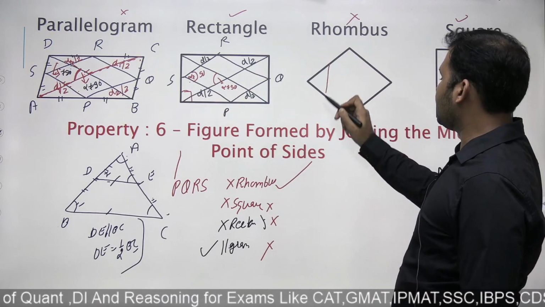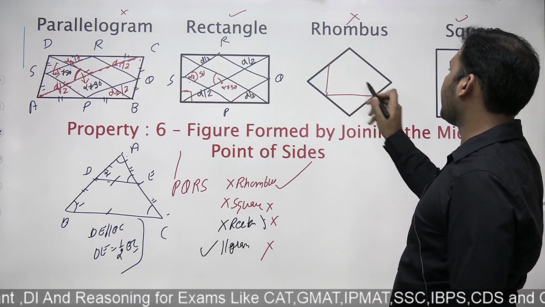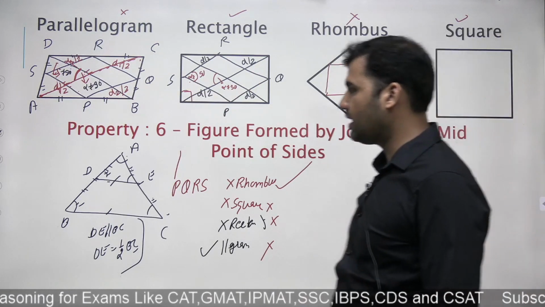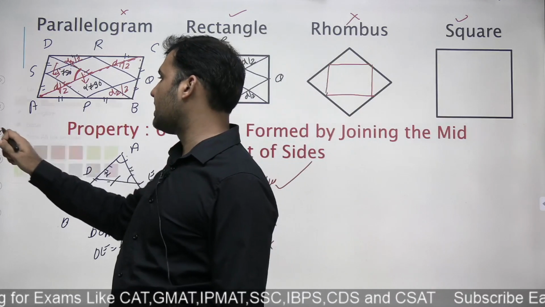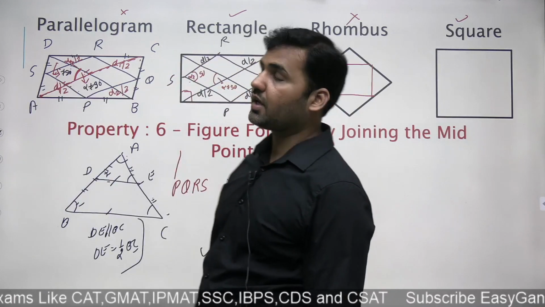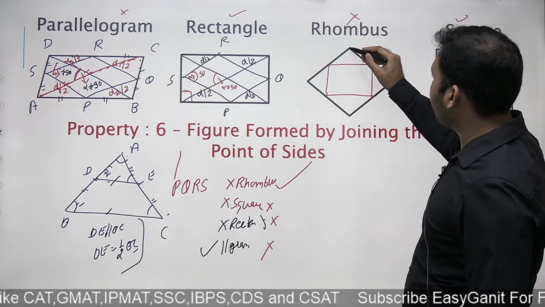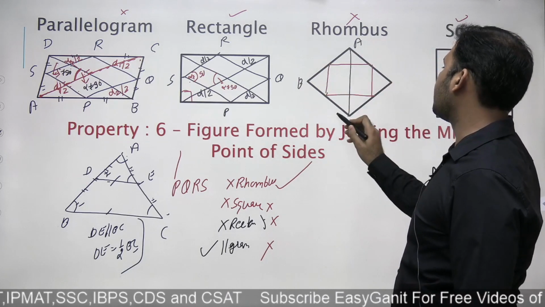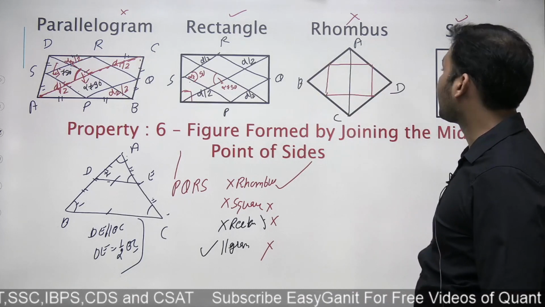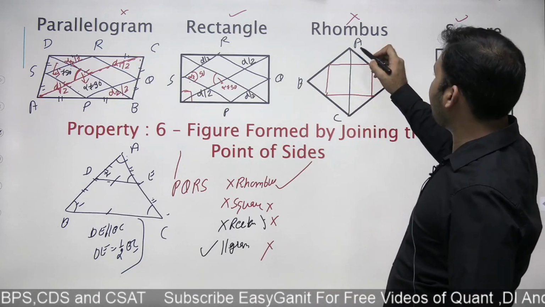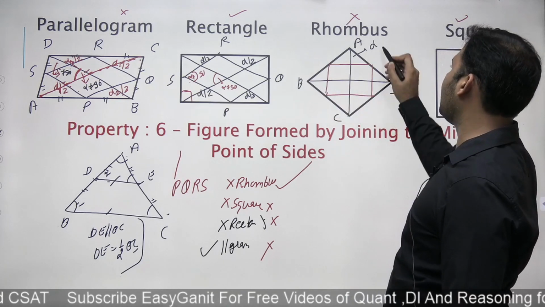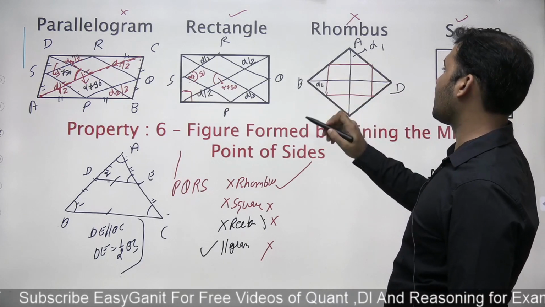रोम्बस में इफ आई से these are the midpoints I'm joining, right? क्या रोम्बस के डायगोनल्स इक्वल होते हैं? नहीं होते, we have just seen it, right? वो हमने प्रॉपर्टी नंबर 1 में यही किया, डायगोनल्स किसके इक्वल होते हैं और किसके इक्वल नहीं होते। So if I draw this diagonal now, right? This is A, this is B, this is C, and this is D, right? Diagonal AC is D1, and your BD is D2, let's say. The diagonals are not equal.